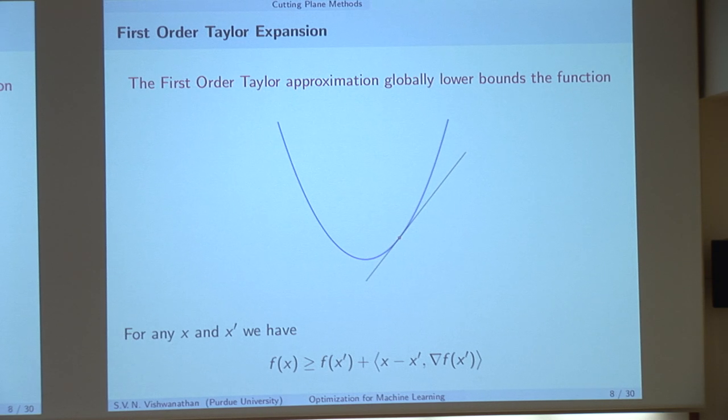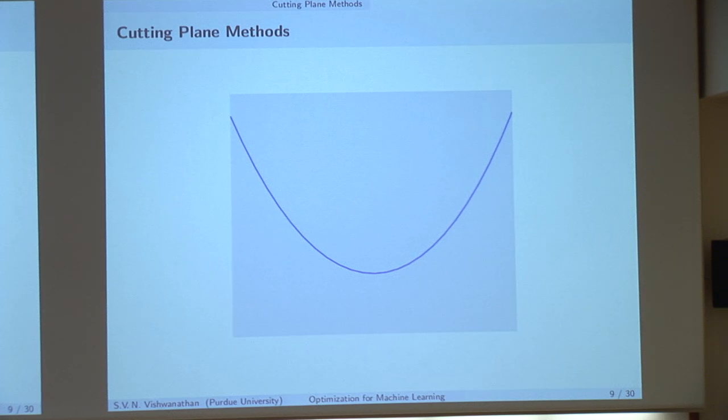So now let us try to use this property to come up with an optimization scheme that can work and try to find the minimum of an unconstrained convex function. That's our goal. So what I'm going to do is assume the following things. Somebody gives you a function.